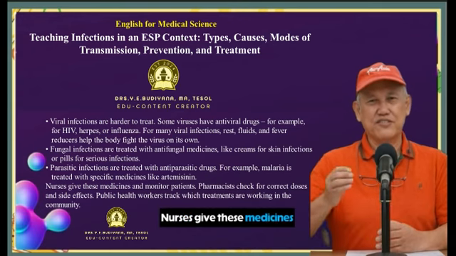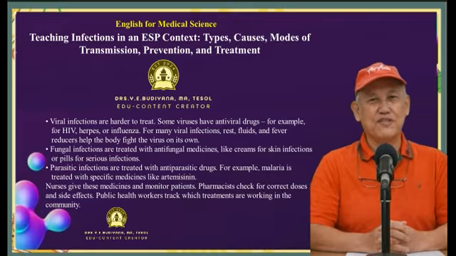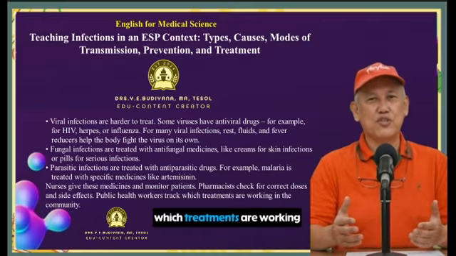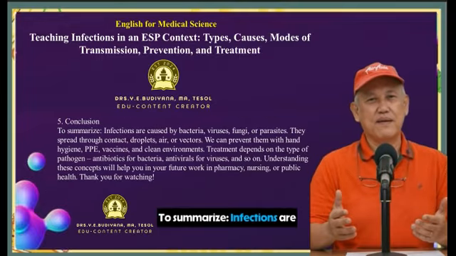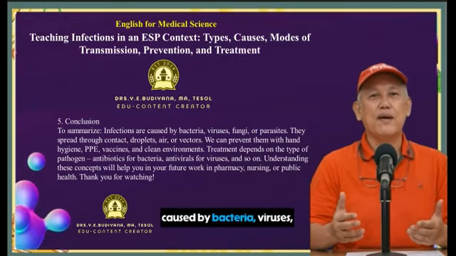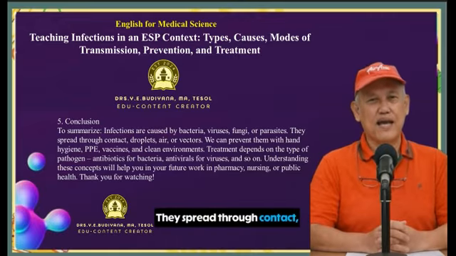Nurses give these medicines and monitor patients. Pharmacists check for correct doses and side effects. Public health workers track which treatments are working in the community. 5. To summarize, infections are caused by bacteria, viruses, fungi, or parasites. They spread through contact, droplets, air, or vectors.